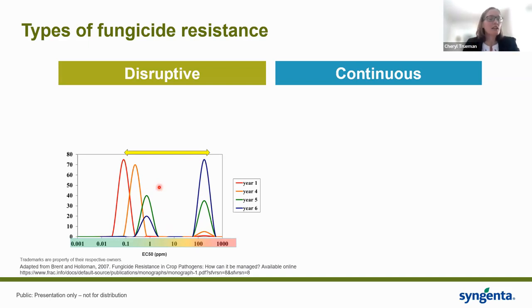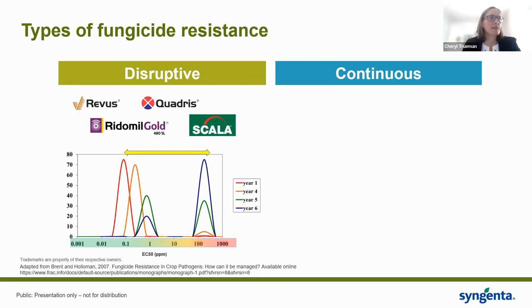Okay, and so this resistance is called disruptive or strong resistance, sometimes qualitative resistance, where all of a sudden the population is insensitive. And these are some examples of products where we see disruptive resistance. So Quadris would be one example to kind of link to the presentation earlier today. It is also a group 11 fungicide, and typically what we see with group 11s is this disruptive resistance where it just no longer works anymore.